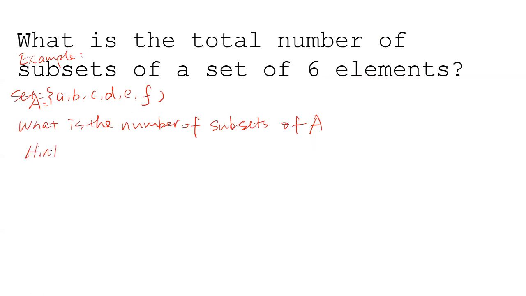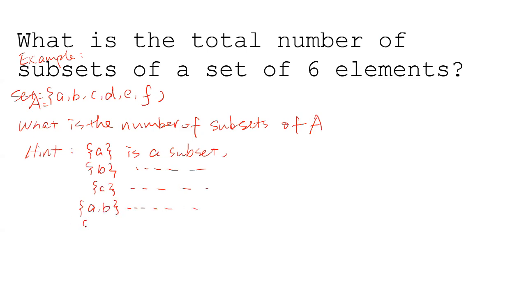Okay, hint. I'll give you a hint. A is a subset, right? Okay, B is also a subset. Okay, C is also a subset. And we choose any 2 elements. This set is also a subset, right? Or AC is also a subset. Or if we choose any 3 of them, form a new set. This set is also a subset. And we can write subsets like this. So the total number of subsets of A is the sum of these numbers, right? Okay, I'll leave you 5 minutes to complete this task.